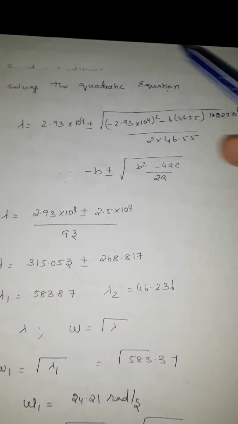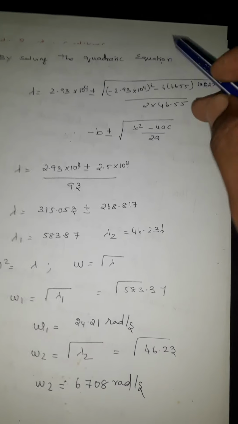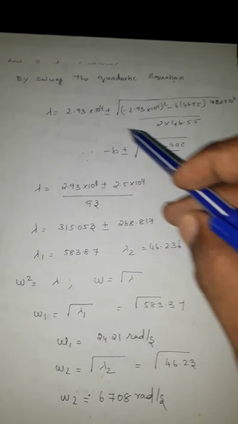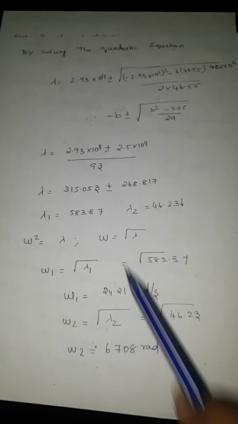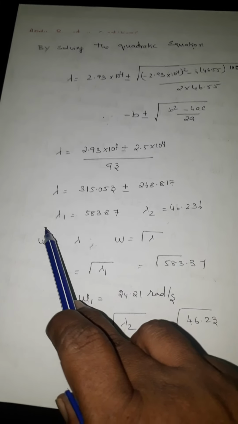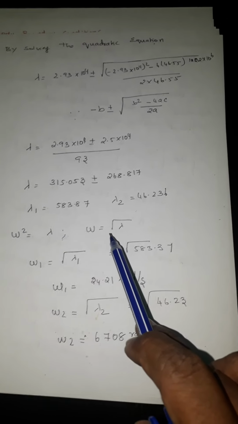So I got this equation. This is b square minus 4ac, so this is the one. I am substituting this equation, a, b, c, and I got this value of lambda. So lambda 1, lambda 2, lambda 1 value, lambda 2. Omega square is equal to lambda, we know. Substitute here. We got this. Omega is equal to root of lambda, you get this.